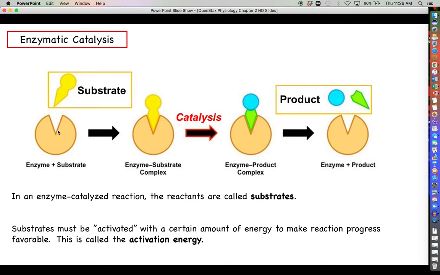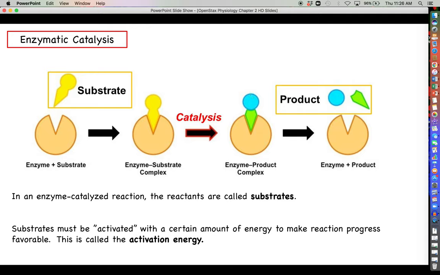So once the substrate fits into the active site, the enzyme is going to orient that molecule in just the right way so that we can either break or form chemical bonds. In the case of this reaction, you can see we are breaking chemical bonds because we take one substrate molecule and form two products. So we must have broken a chemical bond that joins the circle to the diamond right here.